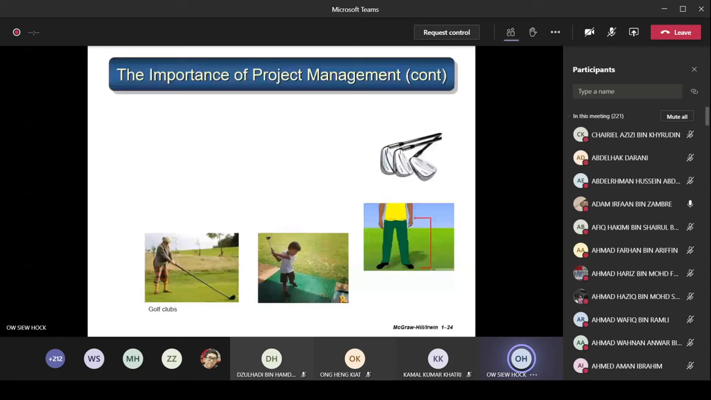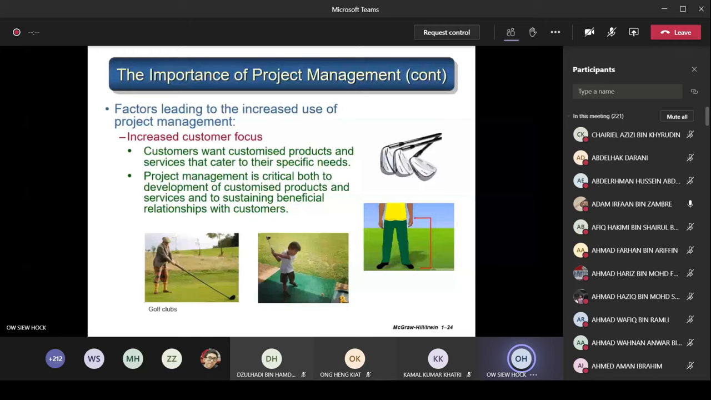Okay. So next is the increased customer focus. Customers want customized products and services that cater to their specific needs. Project management is critical to development of customized products and services and to sustaining beneficial relationships with the customers. You can see previously, people played golf, and those were adults who could play golf. There are people who are tall, who are short. So now they come out with something customized. Anyone, even children, can play golf using golf clubs with different designs, with the long one and the short one. So you can see it is customized for the different needs of the customers.